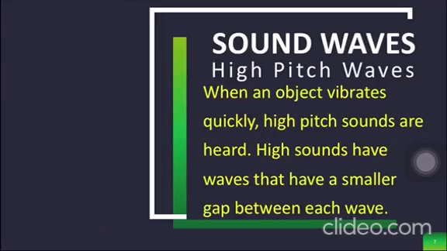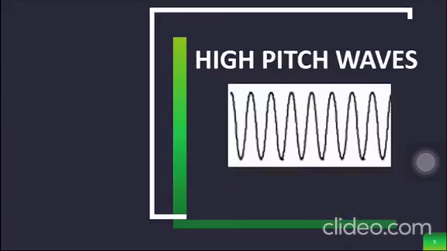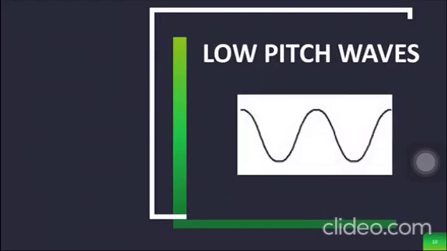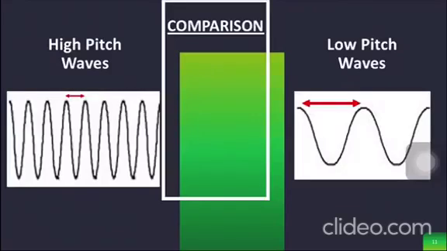Now let's discuss low pitch sound waves. When an object vibrates slowly, then low pitch sound waves are created. Low pitch sound waves have a large gap between each wave. Now let's see a comparison between high pitch wave and low pitch wave.